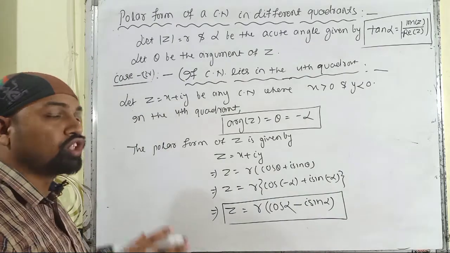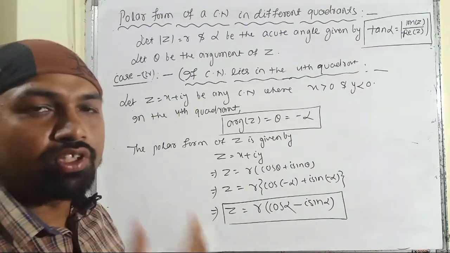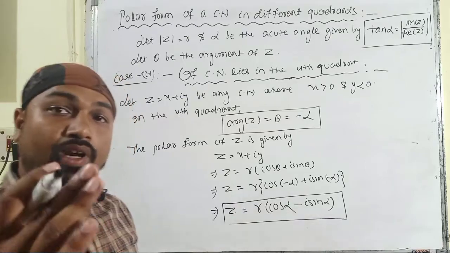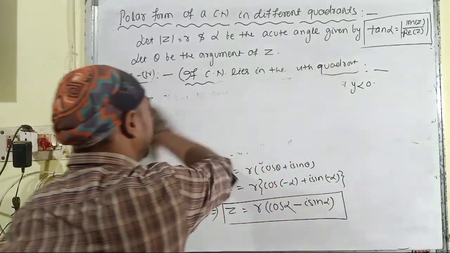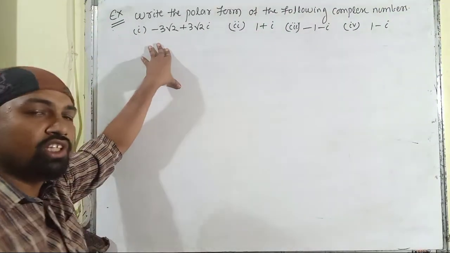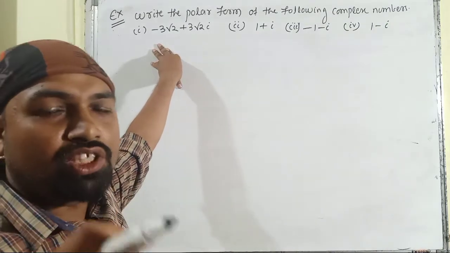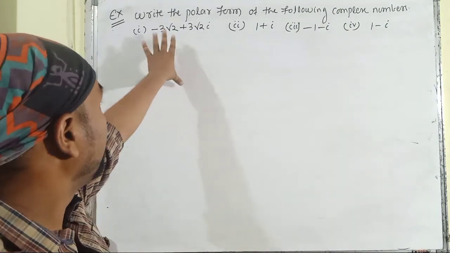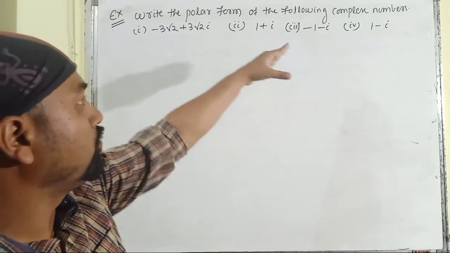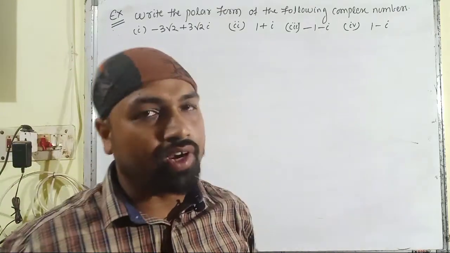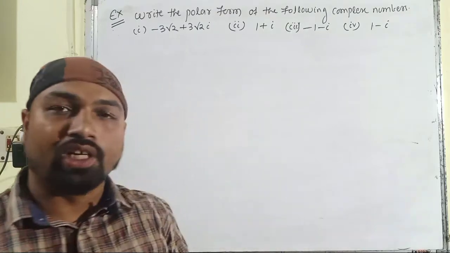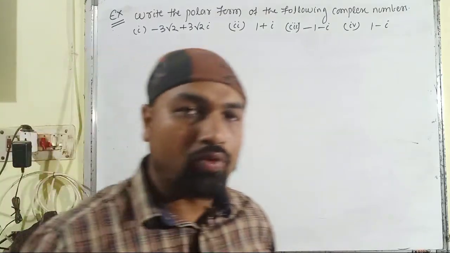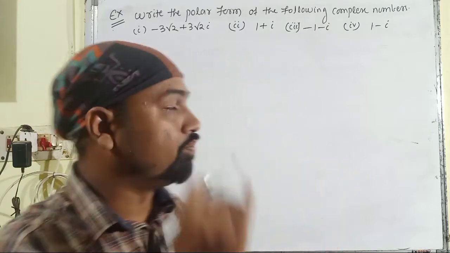Then let us solve some of the problems based upon the polar form of a complex number present in different quadrants. So this is the important problem which is based upon the polar form of complex numbers in different quadrants, and here we have been asked to find out the polar form of the following complex numbers. Four different complex numbers are given to you, present in four different quadrants, and we have to find out the polar form of these complex numbers.